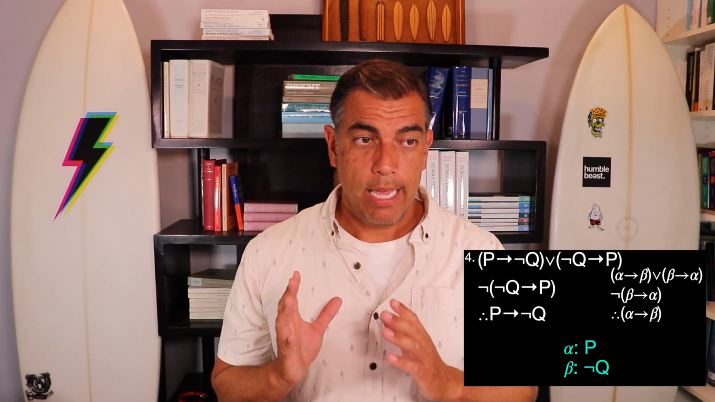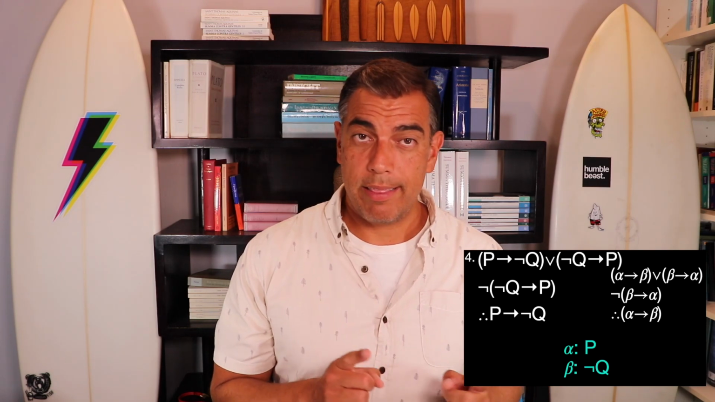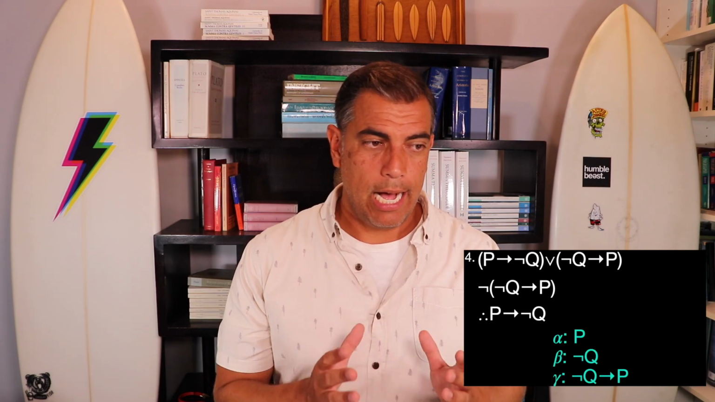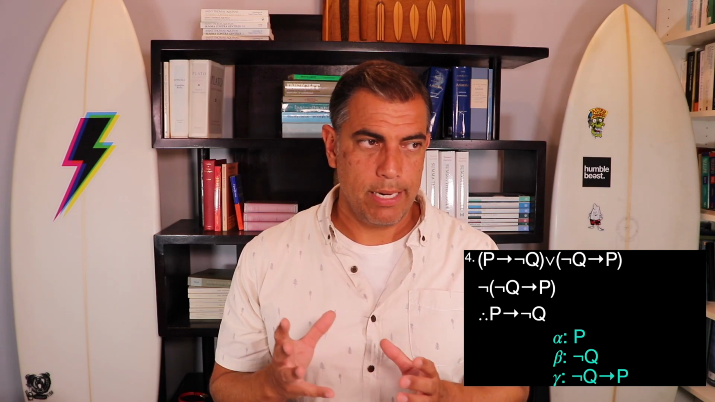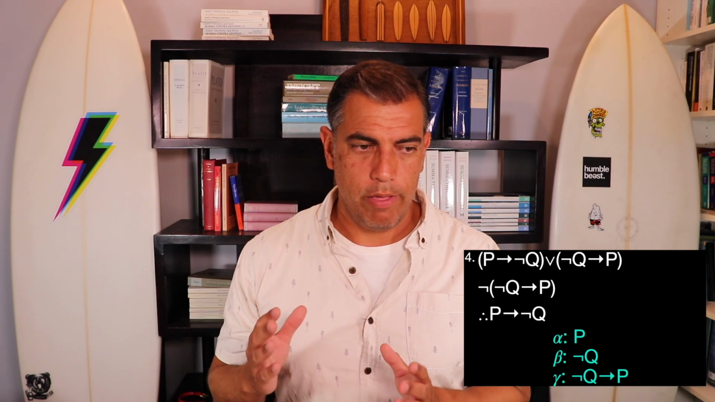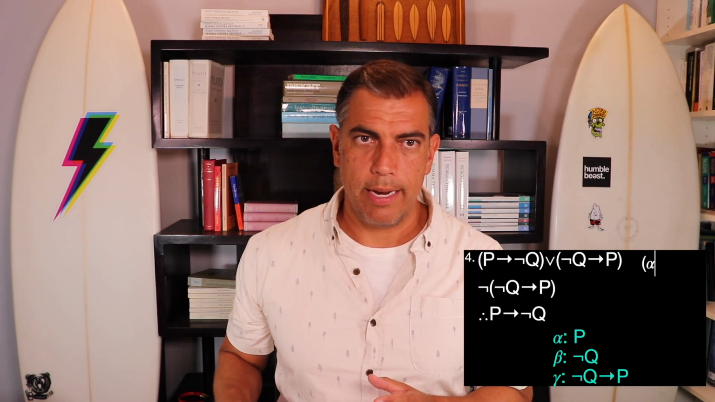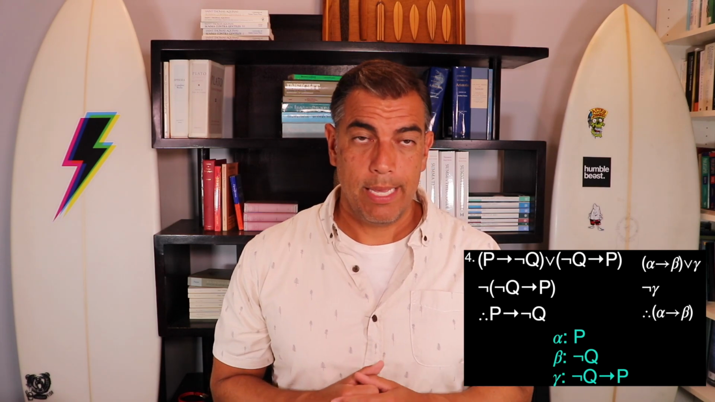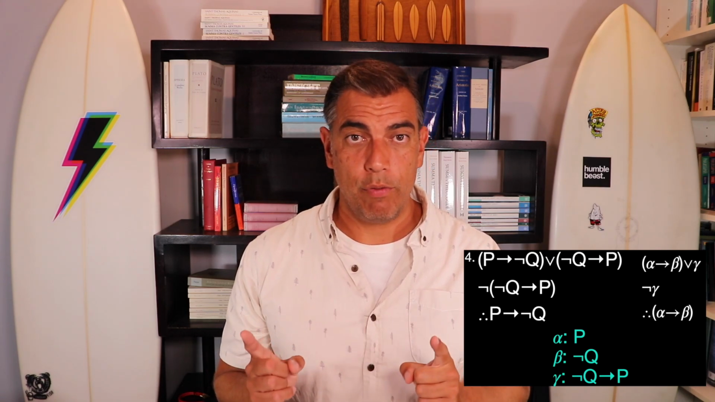And now we'll have if alpha then beta, or if beta then alpha. It's not the case that if beta then alpha, therefore if alpha then beta. That's a lot nicer. I see a lot more stuff going on there. Now instead we'll make alpha to be P, beta to be not Q, but let's make gamma to be if not Q, then P. Let's see what happens there. We'll have if alpha then beta or gamma. It's not the case that gamma, therefore if alpha then beta. Okay, that's not too bad.